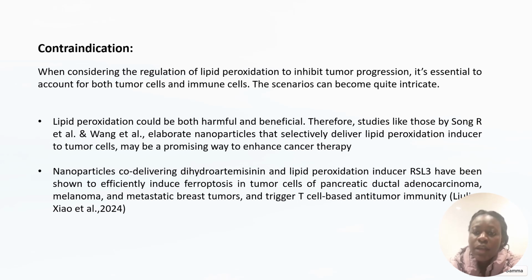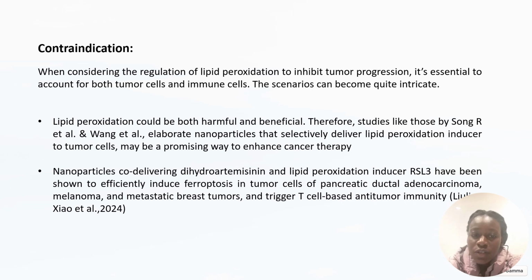Therefore, studies like those by Song S.R. and other authors elaborate nanoparticles that selectively deliver lipid peroxidation inducer to tumor cells. So they're only delivered to tumor cells and not normal cells. This might be a promising way to enhance cancer therapy. As we mentioned, if you promote lipid peroxidation in normal cells, then it promotes cancer growth. But if you deliver lipid peroxidation to tumor cells, then it inhibits the tumor growth. So that's something to keep in mind.